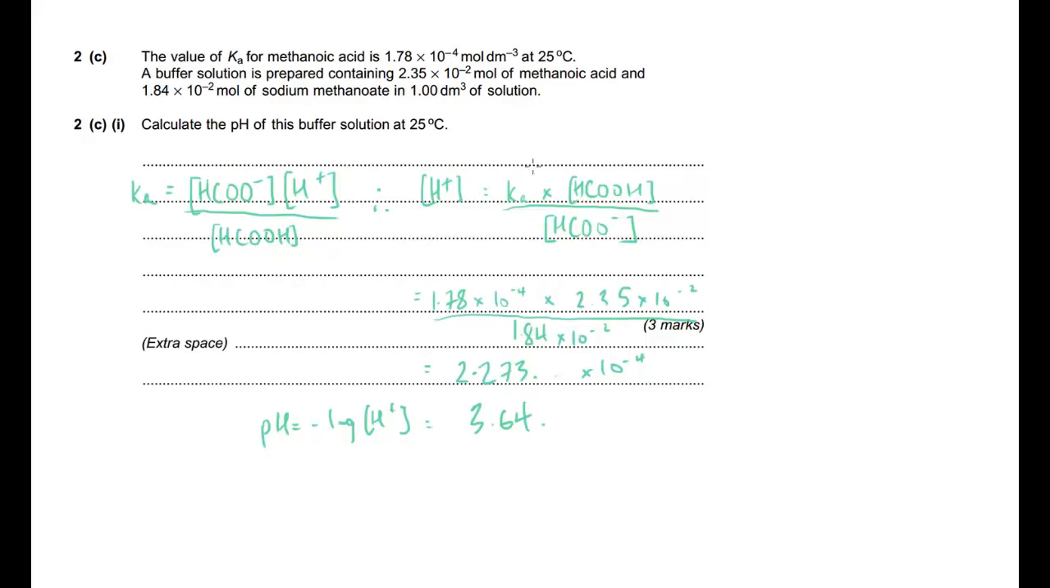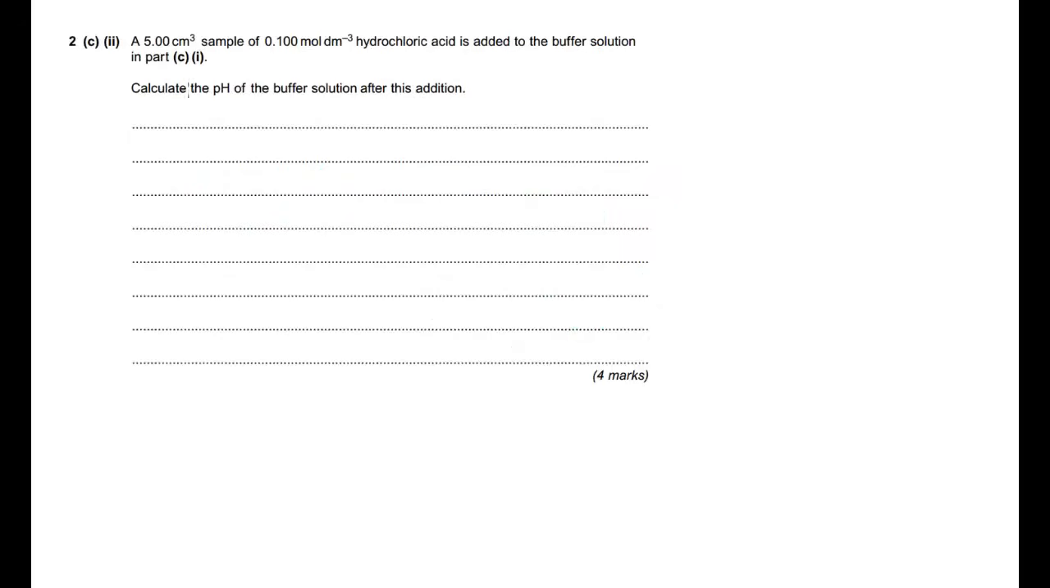So that's probably one of the most simple buffer type questions you're going to get, in all honesty. They tend to then lead on into further examples, as it does in the 2C part 2, which is up next. So again, it's one of these where we've added something to the buffer. This time we're adding some acid to the buffer that we had previously. Now remember what the numbers were previously, and I'll write these out first. Acid was initially 2.35 times 10 to the minus 2. Salt was initially 1.84 times 10 to the minus 2.